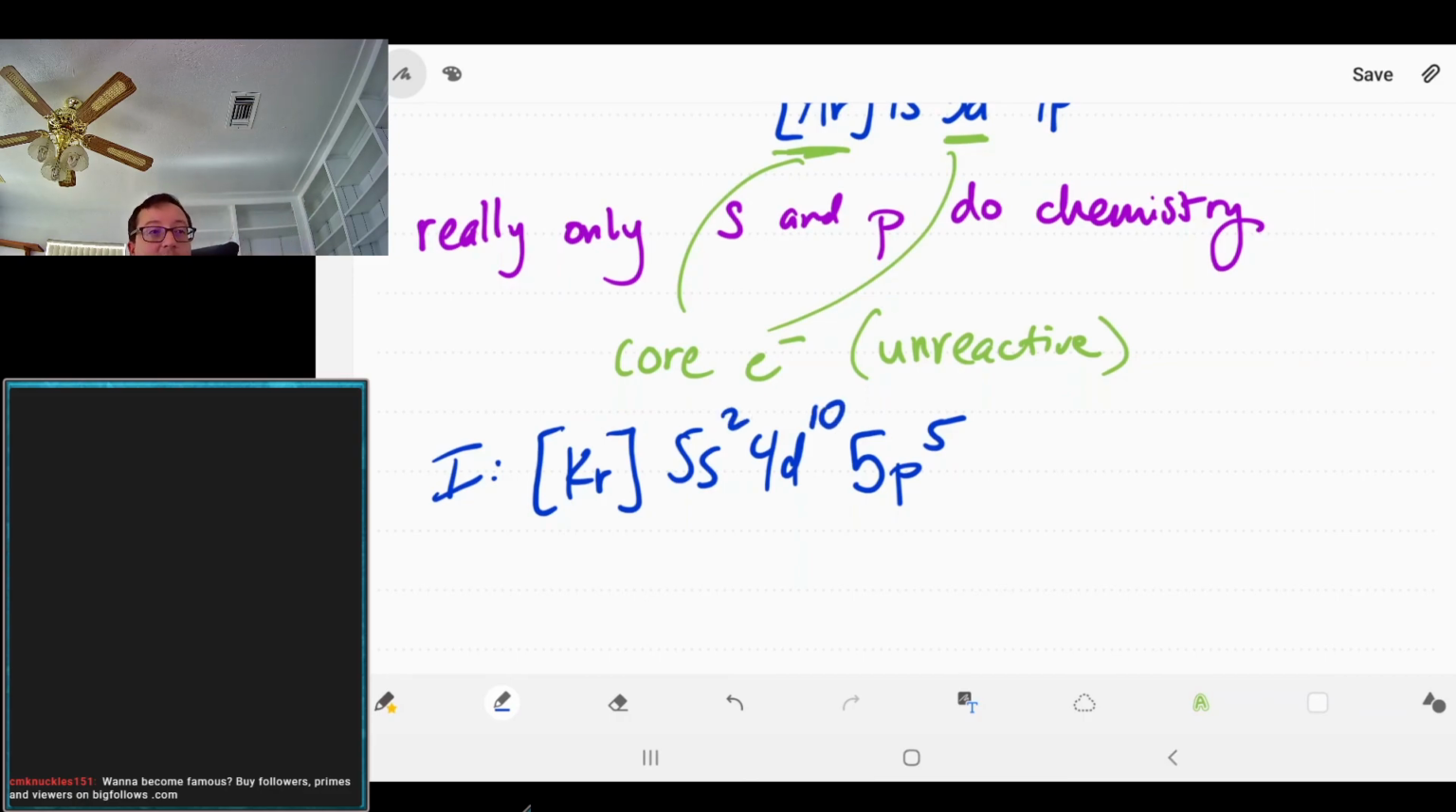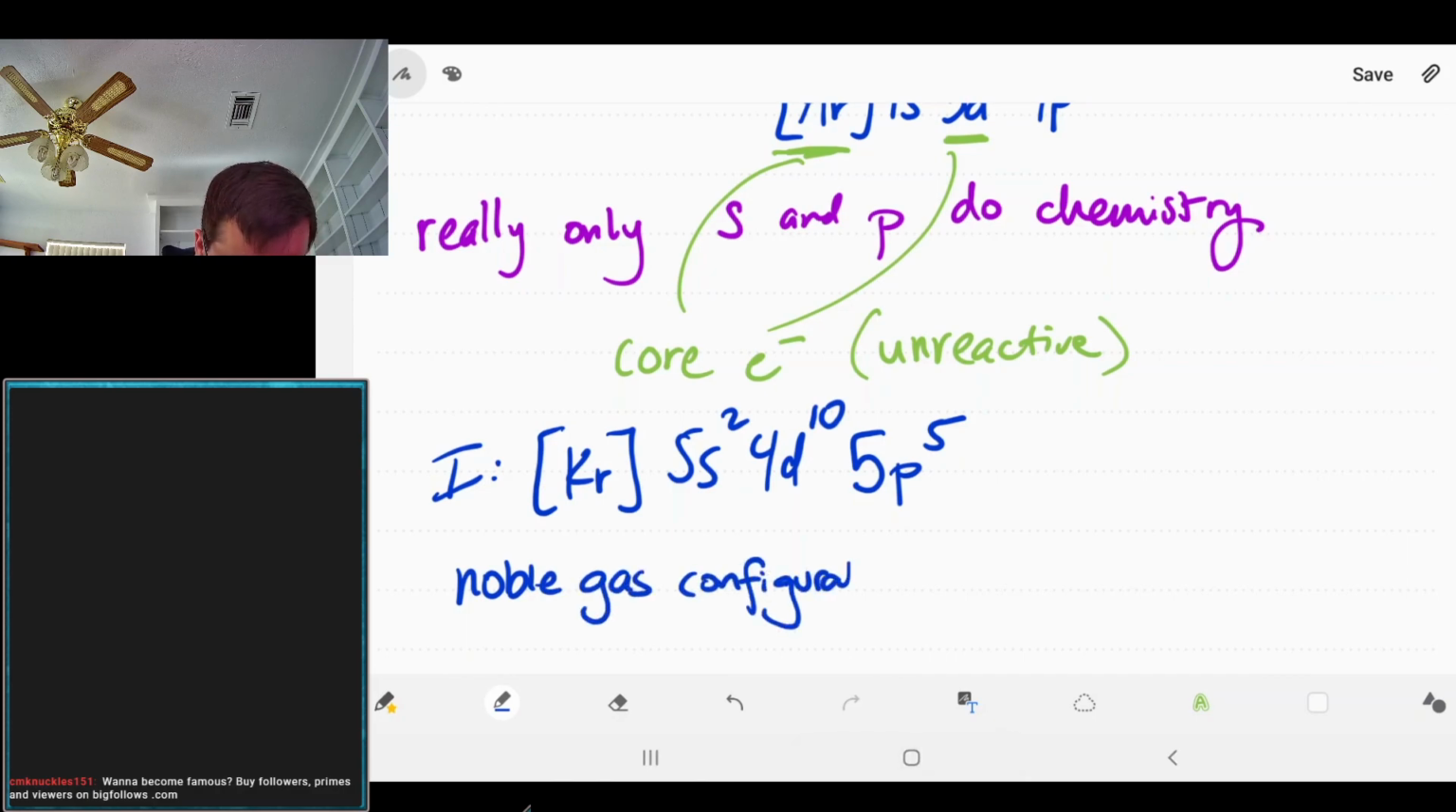So we've got our electron configuration now. Quite a bit easier to use the noble gas configuration. Little shortcut here, which is our shortcut.